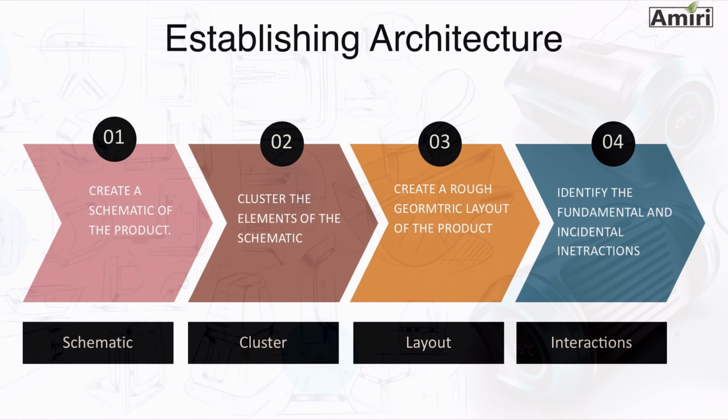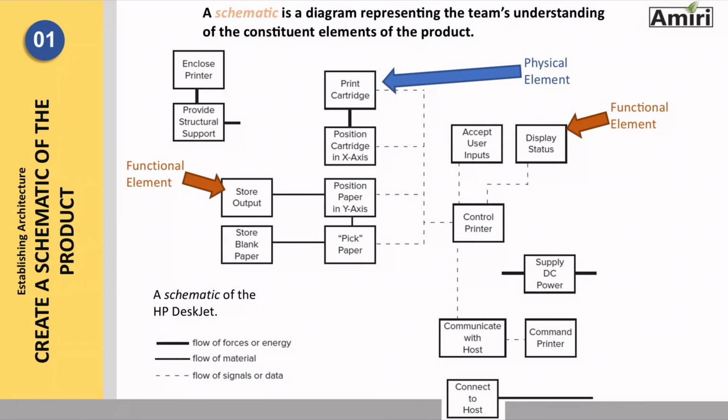Then you create a rough geometric layout of the product, whether it could be on paper or it could be a physical rough geometric layout. And lastly, you identify the interactions between the chunks and between the functions. And those could mean incidental or fundamental interactions. And we'll talk about what those mean. So let's just start with schematic.